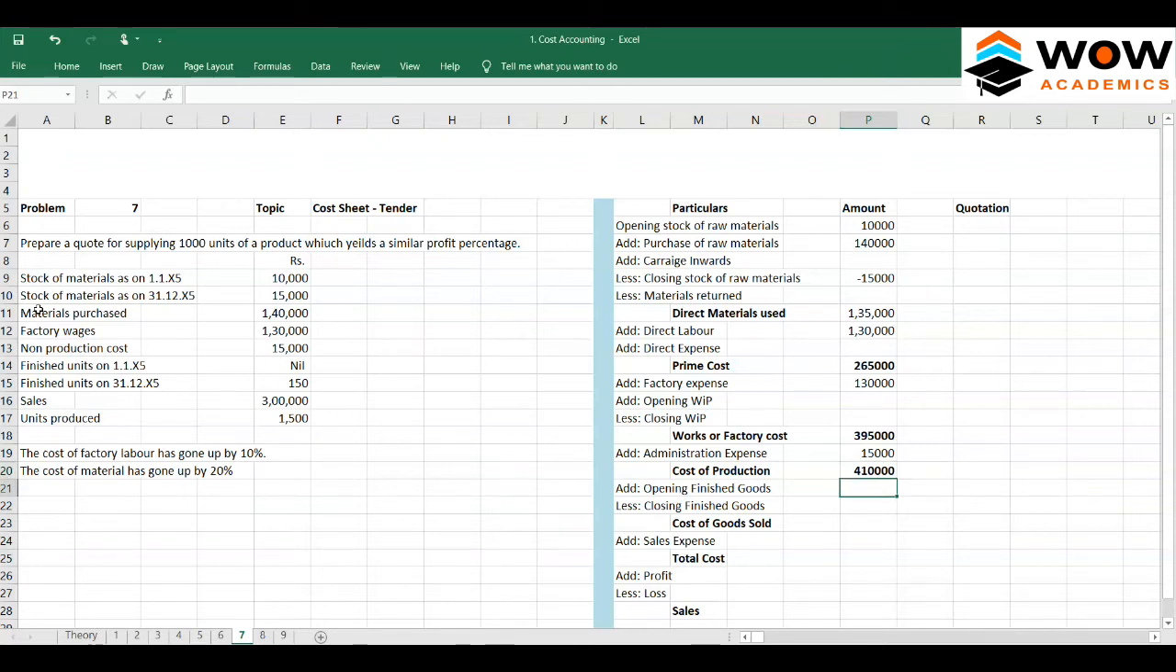We have some opening stock and closing stock. Opening stock is not there, so we don't need to worry about that. Closing stock is there. So we have to find out the cost per unit, or else we can't work it out from here on. So let's find out the cost per unit. 4,10,000 has been the total cost of production, and this is for how many units? The units produced is 1,500. For 1,500 units, this is the cost. That is 273.33.